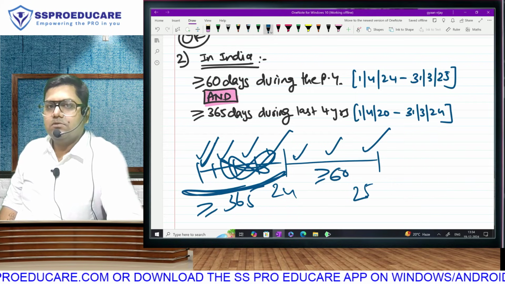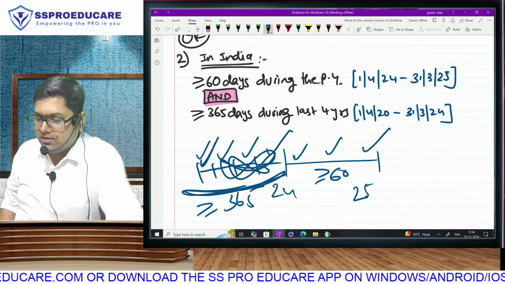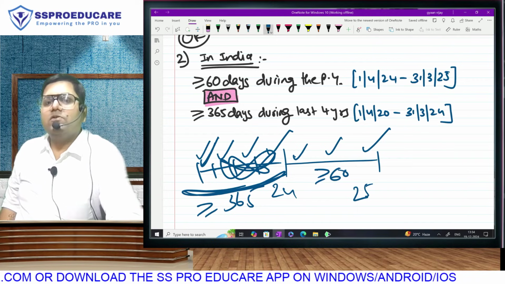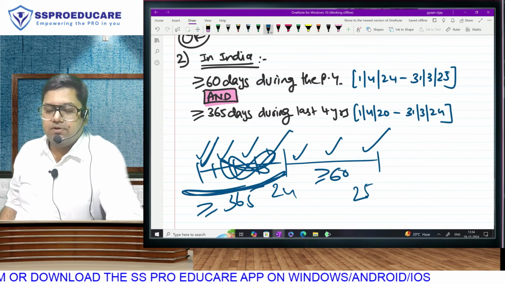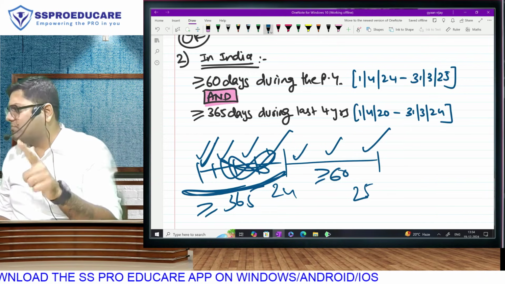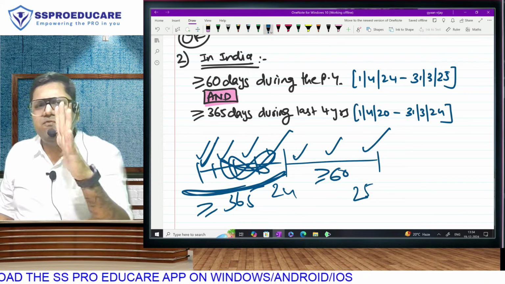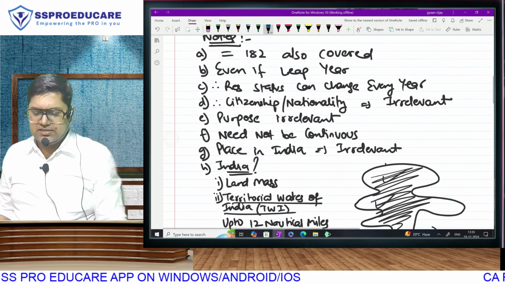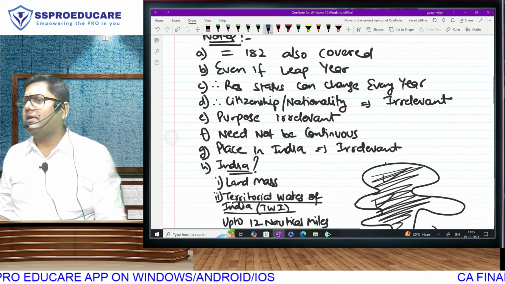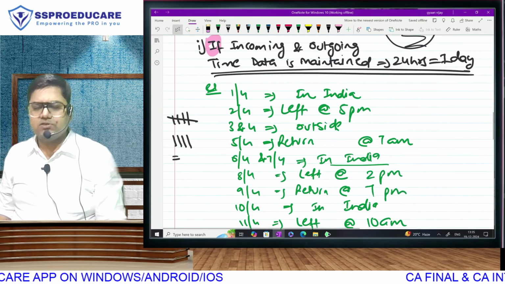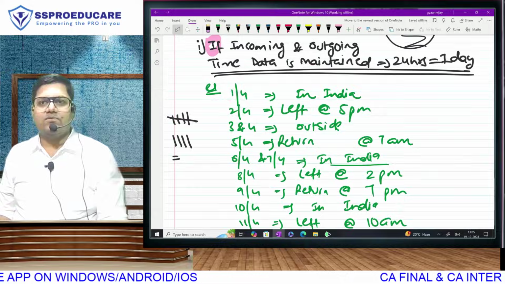Understood? So 182 you will check in the current year. 60 you will check in the current year. And 365 you will check in the last 4 years. And all other explanatory points, definition of India, timing data, number of hours, incoming, outgoing day, everything else, all these 9 points. You know, the beauty of taxation is that once you study something in detail, if the same thing comes again, you don't have to again and again repeat it. So everything is going to be same.